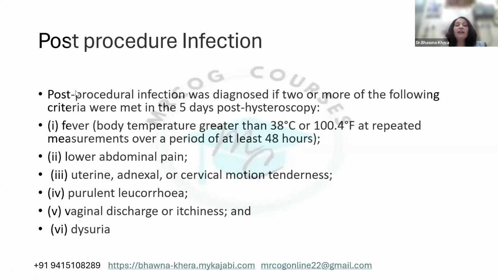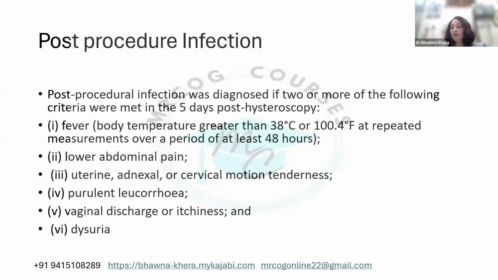Now, how can we diagnose post-procedure infection? Post-procedure infection can be diagnosed if 2 or more of the following criteria are met within 5 days post-hysteroscopy. If you see these criteria in the 5 days post-hysteroscopy, then you can diagnose it as post-procedure infection. So what are the criteria? One is fever, body temperature greater than 38 degrees centigrade or 100 degrees Fahrenheit at repeated measurements over a period of at least 48 hours.